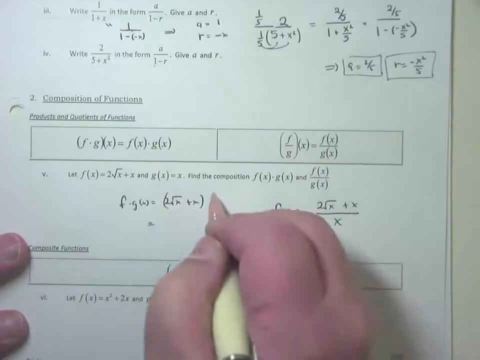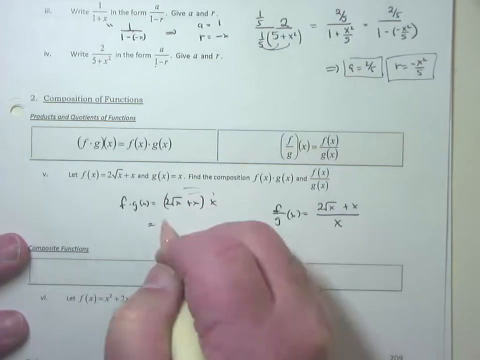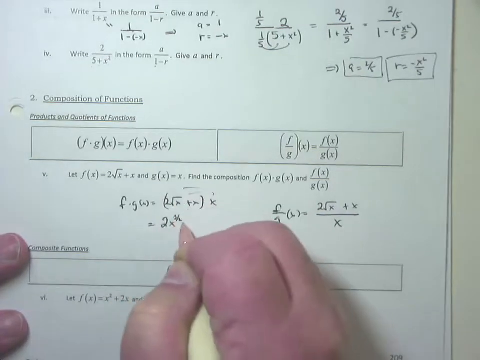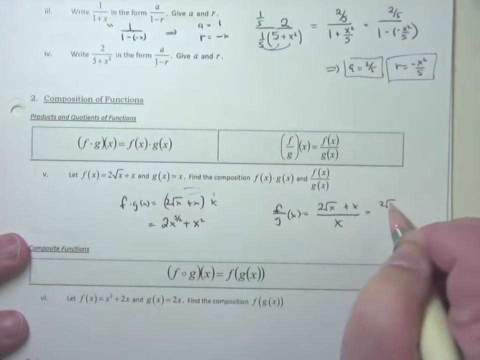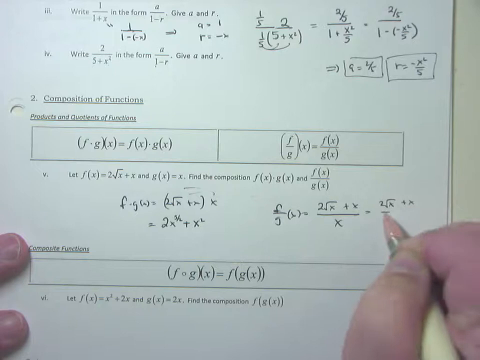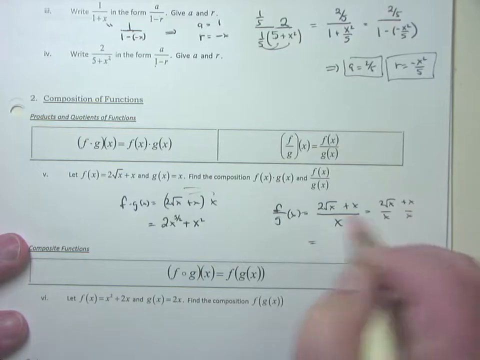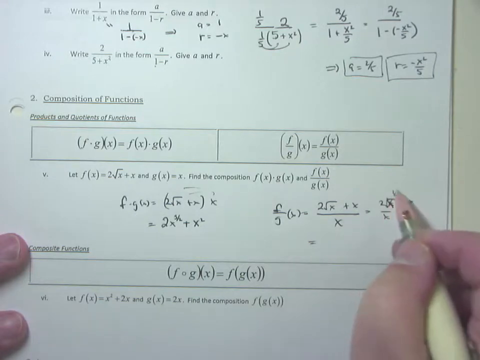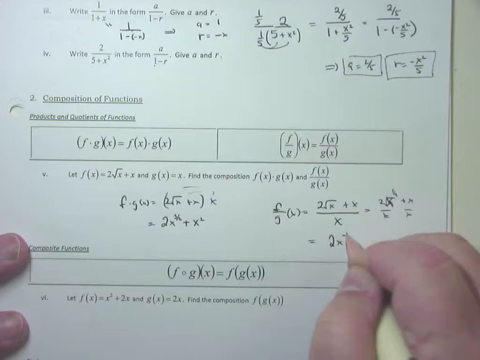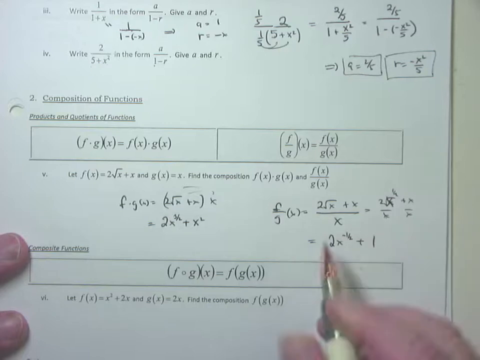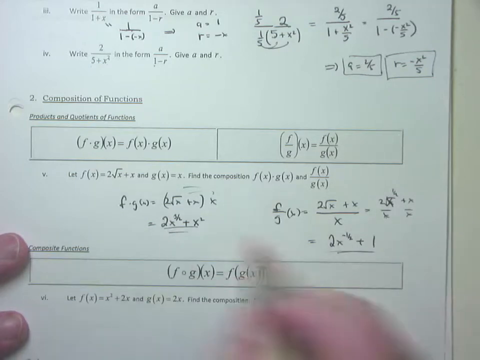So here, when you distribute, remember this is x to the half, you get 2x to the 3 halves plus x squared. Here, you can divide by that single denominator. And you clean them up to get, remember this is x to the half. When you divide, you subtract exponents. That'll be 2x to the negative 1/2 plus 1. So there are different ways you can write this stuff.